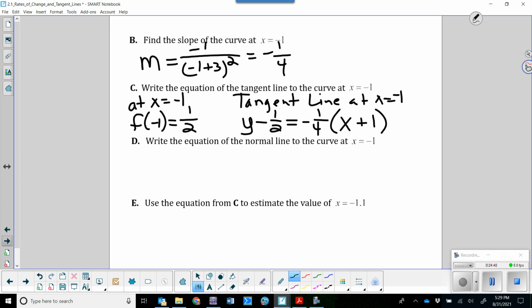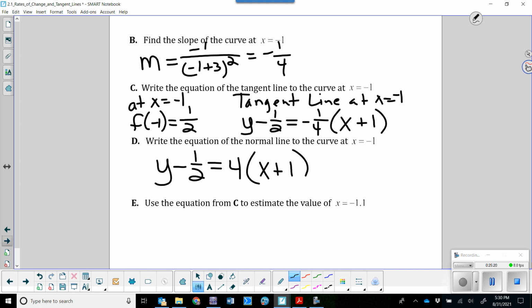Now let's just very quickly say, let's find the normal line. The only difference to the normal line is the normal line simply is perpendicular. So if it's perpendicular, remember their slopes are opposite reciprocals. So the normal line is going to be y minus 1/2 equals, so the only difference is the slope, flip it and change the sign, 4, and then times x plus 1. So that's all there is to finding the normal line. Everything else is the same point.